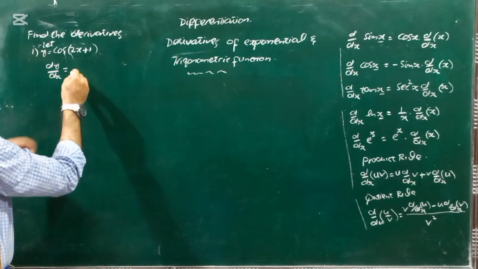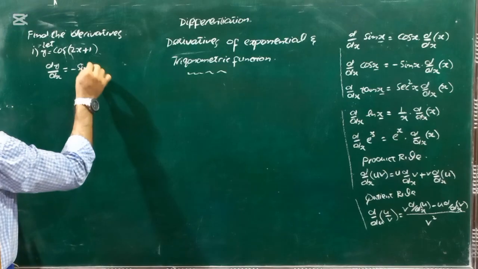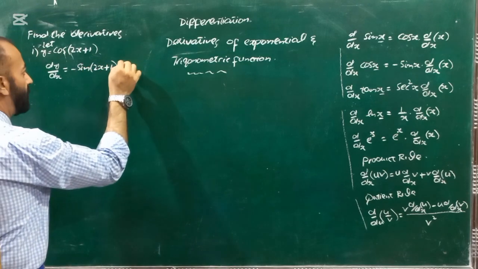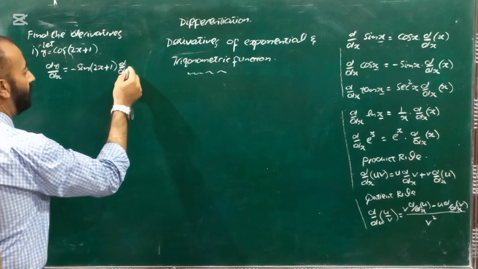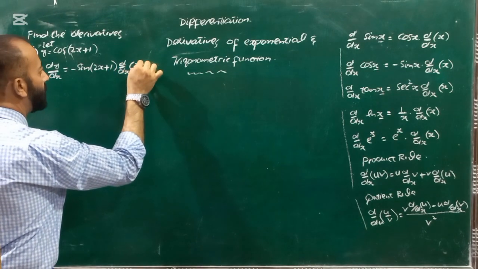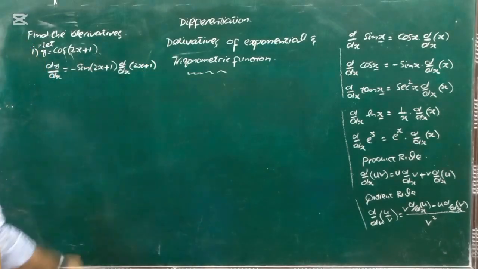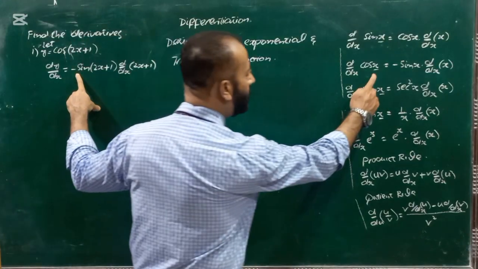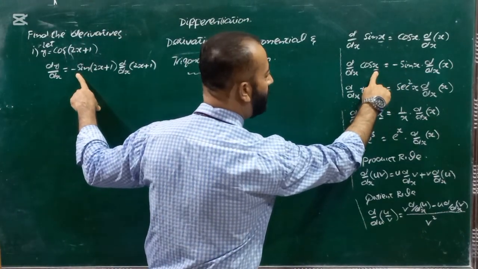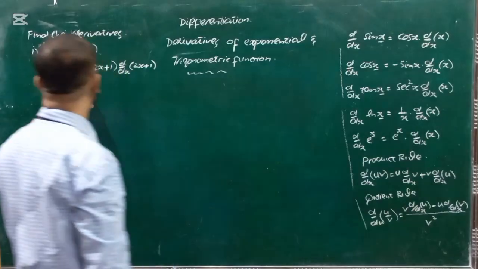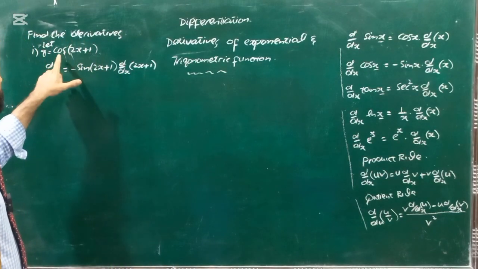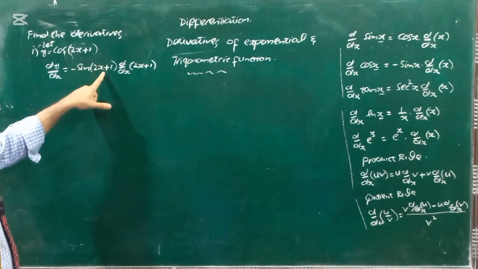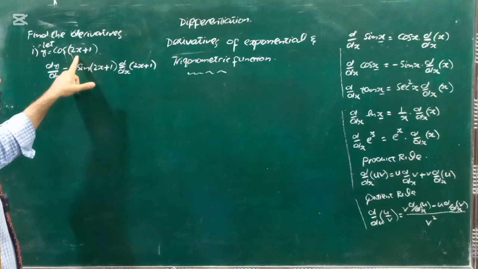the derivative of cos is minus sine. 2x plus 1 will remain as it is for the first time, and then we have to take the differential of the angle with it. So this is the method. Derivative of cos is minus sine. Here is the formula. And then we have to take the differential of the angle. So look now, cos of 2x plus 1. The differential of the cos is minus sine. 2x plus 1 will be placed with it as it is. And then we have to take the differential of the angle.